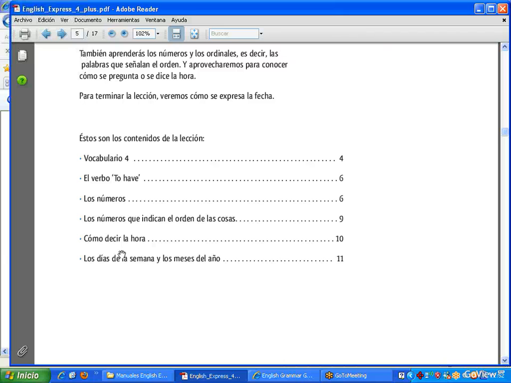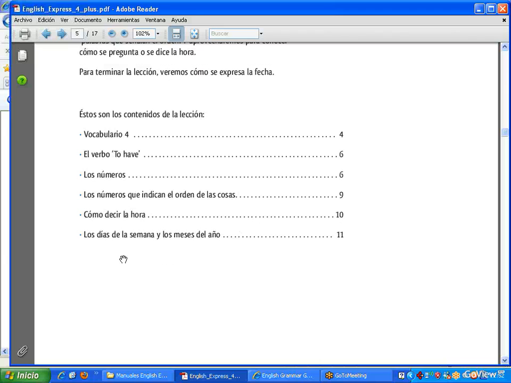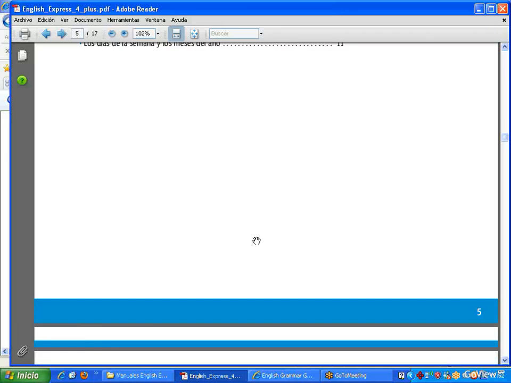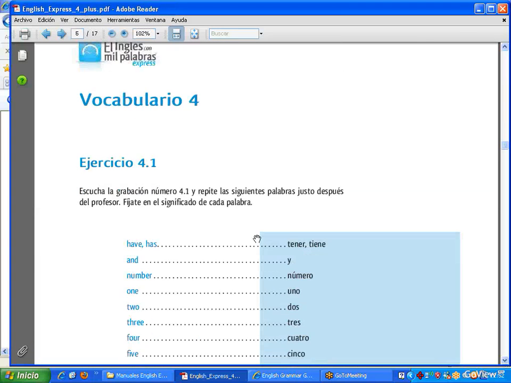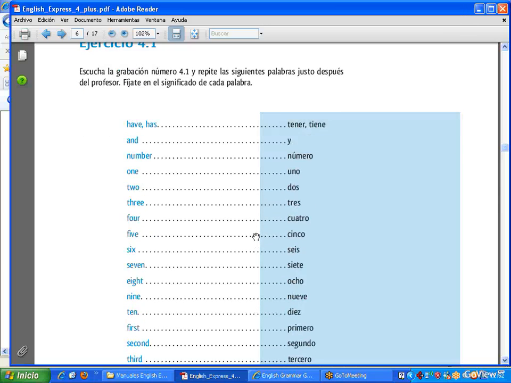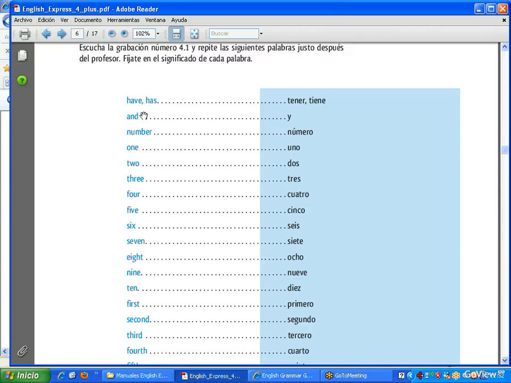How to tell the time. And the days of the week, the months of the year. In the vocabulary, the first word we have is the verb to have. Has is the third person singular. Has. Think of the verb to do and does.